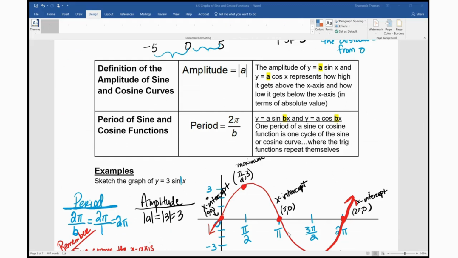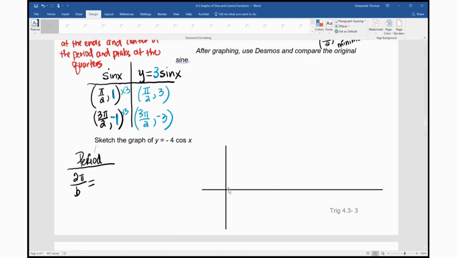I'm glad I'm asking y'all because y'all slow to tell me. So maybe I need to repeat it a little bit more. 2 pi over b. Okay, that's what you're telling me.